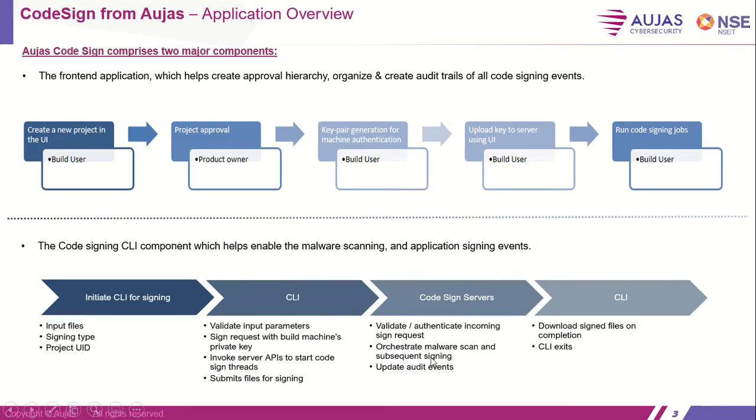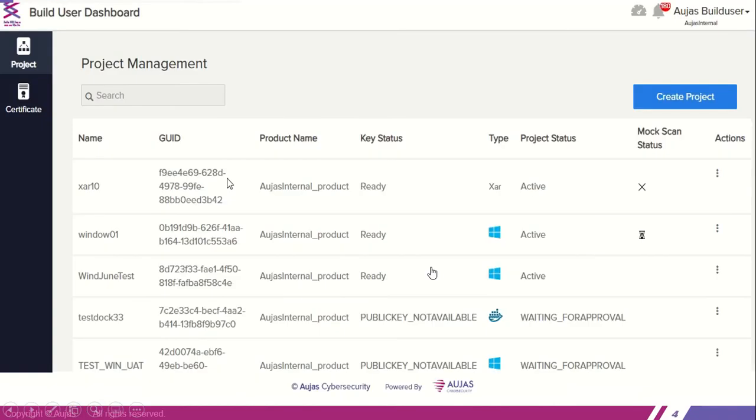After that, the file will reach the code signing server. Code signing server will again validate and authenticate the incoming signing request, and will orchestrate the malware scan and subsequent signing. And after signing, it will update the audit event and send these files back to the CLI. CLI will download the file on completion and it will exit. Now we will see this sequence of events in action.